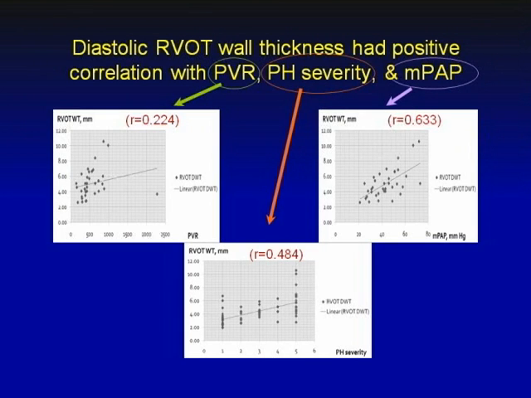On the other hand, there was a positive correlation with all 3 parameters, the pulmonary vascular resistance, pulmonary artery hypertension severity, as well as mean pulmonary artery pressure. That means that as the pressure or the mean artery pressure or severity increases, the right ventricular outflow tract also thickens. The most significant finding which we found was with the mean pulmonary artery pressure.